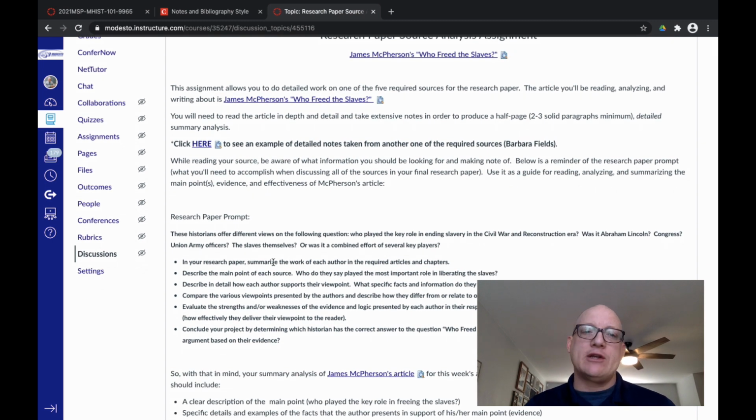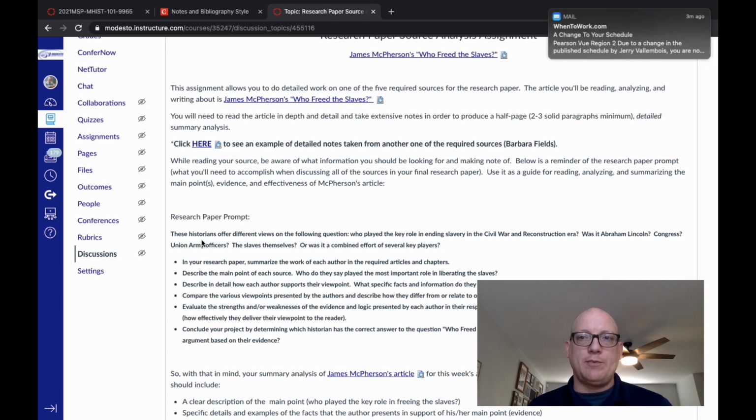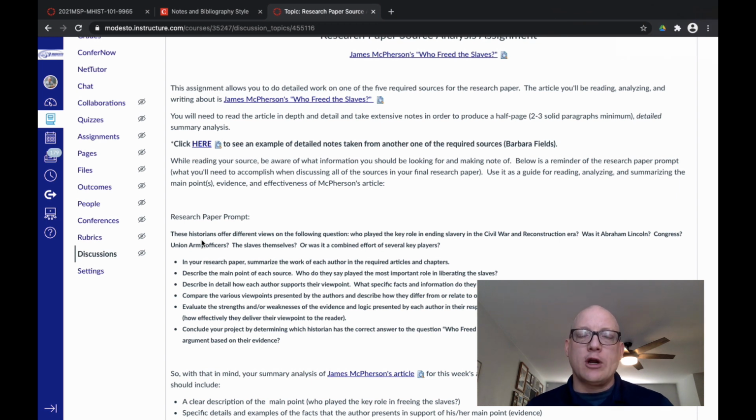So here, as you look at my screen, again, this is the research paper prompt. You're going to be taking these 5 sources who present a variety of arguments to answer the question, who freed the slaves? Or who deserves the most credit for emancipating the slaves? Now, you'll probably find as you read through these 5 sources that the answer to this question is actually complex. There is no single individual or entity that you can point to and say, it's only because of so-and-so that the slaves were freed. No, there were multiple factors at play.